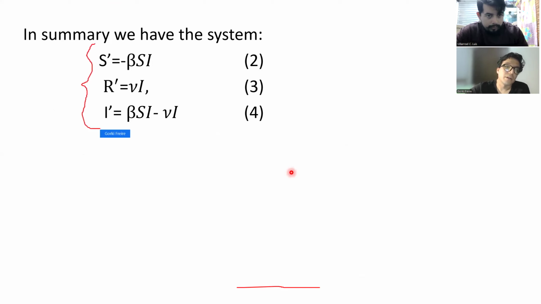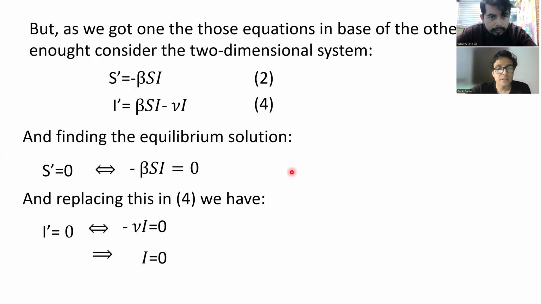We have the differential equation system, and we also get that S plus I plus R equals a constant. Since if we get S and I, we can get R, we'll simplify the system. Next, please. As one of those equations depends on the others, it's enough to consider this two-dimensional system.